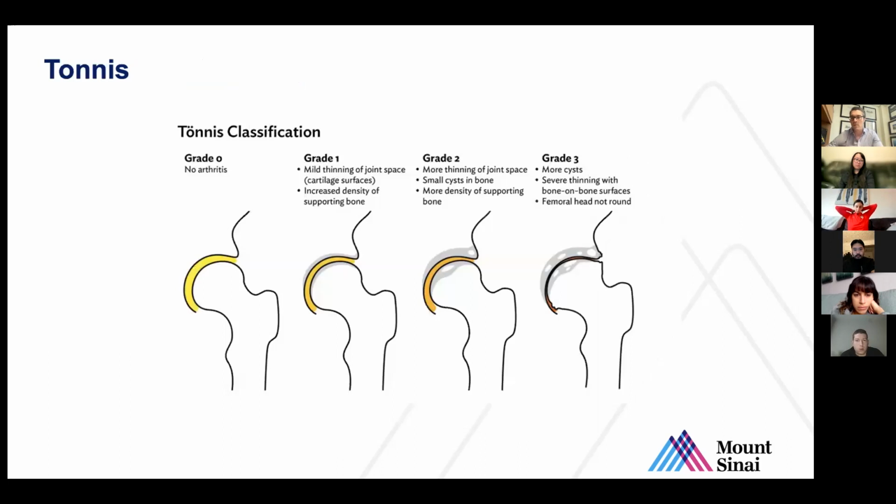So Tönnis grade. Use Kellgren-Lawrence for osteoarthritis and joint space narrowing in the knee. Use Tönnis for the hip. And here it is. So you get grade 0, you get grade 1, which is mild thinning of the joint space.